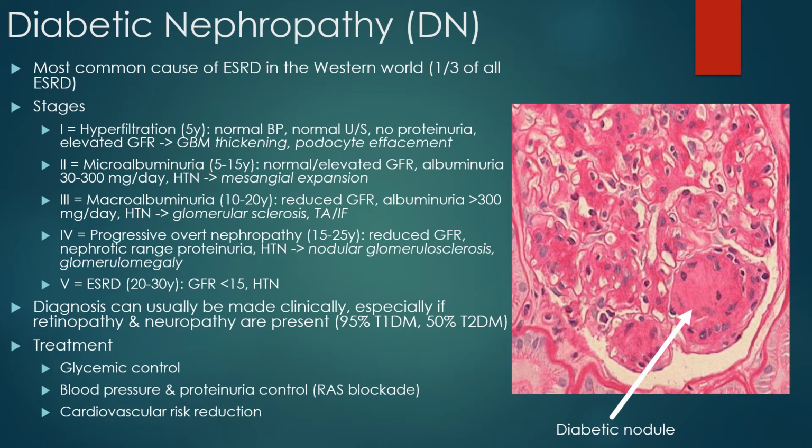Now, the diagnosis of diabetic nephropathy can often be made clinically without a kidney biopsy, especially if retinopathy and neuropathy are present, with there being a 95% association in type 1 diabetes between retinopathy and nephropathy, and 50% association in type 2 diabetes. In patients who do undergo a kidney biopsy, the biopsy will show mesangial expansion, GBM thickening, and nodular glomerular sclerosis from glycosylated product deposition in the kidney. The treatment for diabetic nephropathy includes glycemic control, blood pressure and proteinuria control, and cardiovascular risk reduction.